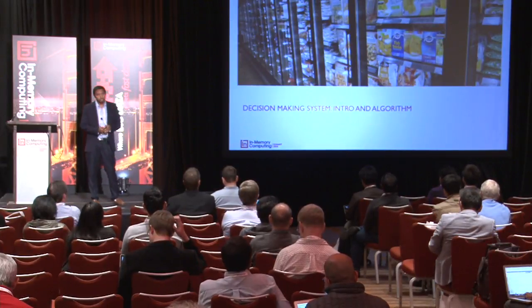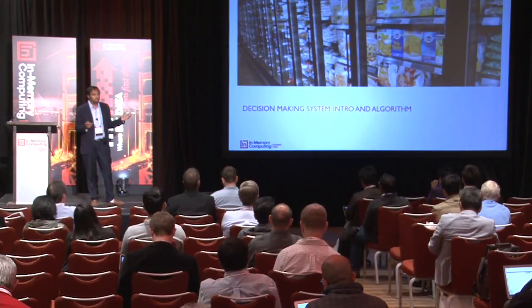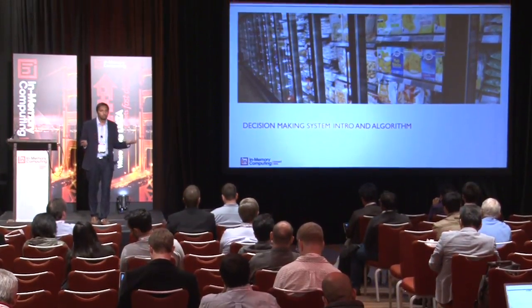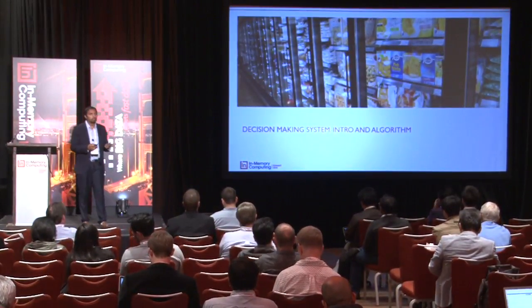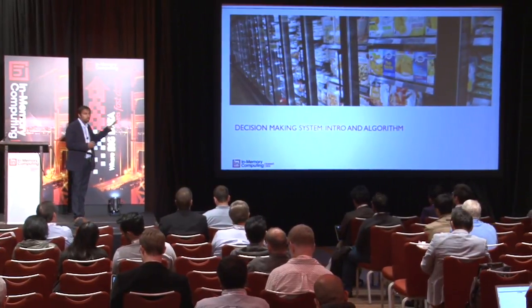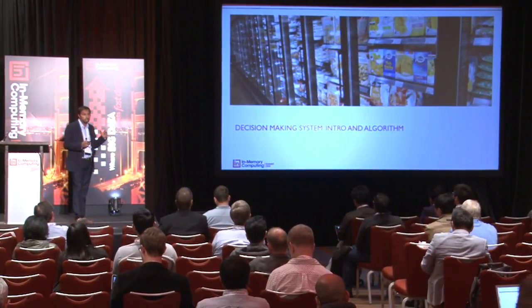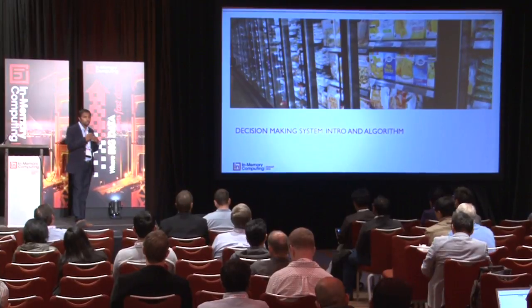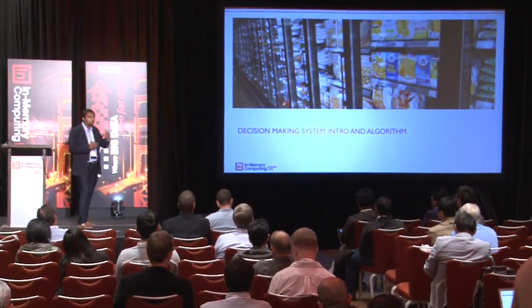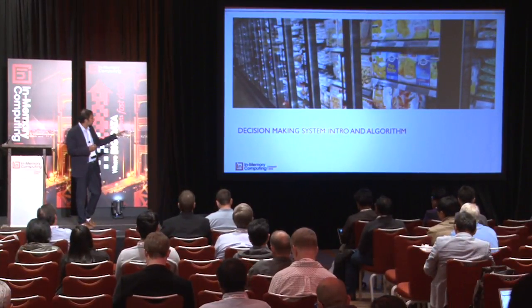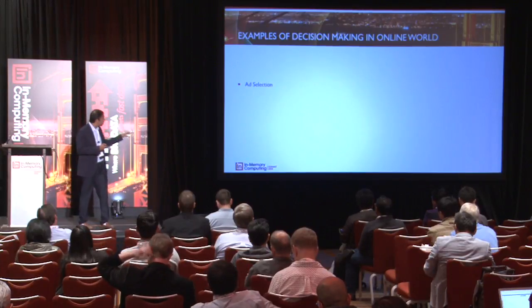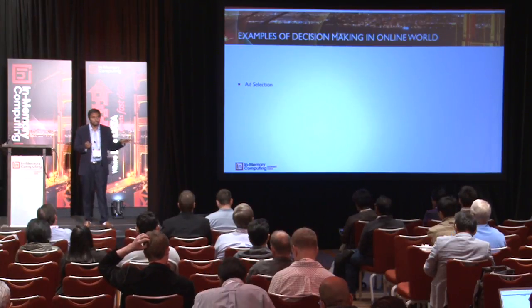So we make decisions all the time. When we go to a store where we want to buy something, we do make decisions. So we will look at how we make decisions, as well as what we do and how the algorithms make those decisions. So let's look at some examples of online decision making.